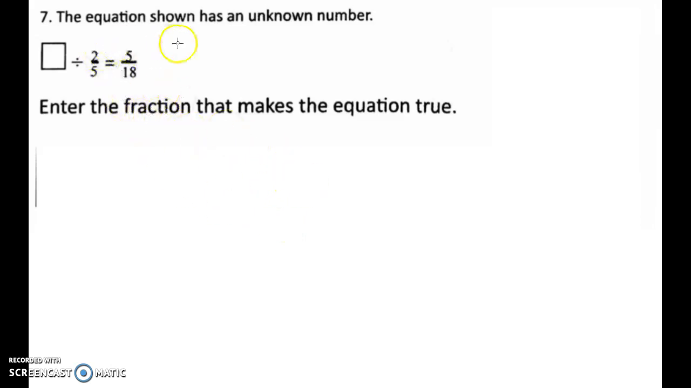So question 7, the equation shown has an unknown number. So we have to fill in this blank space right here. It's divided by 2/5 and equals 5/18. Enter the fraction that makes the equation true.